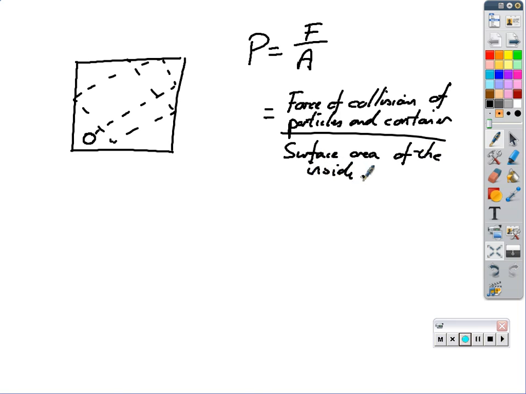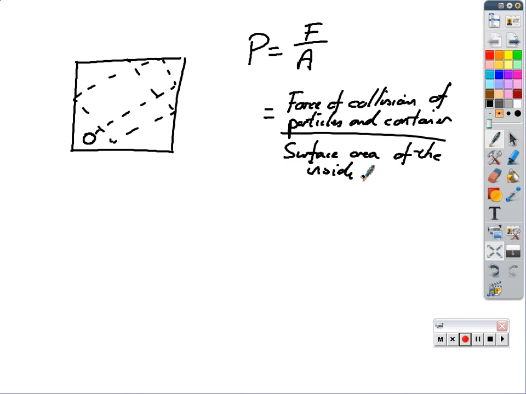So the pressure of the gas depends on the force of the collisions, how many collisions, and the surface area inside. So to increase the pressure, we want to make the particles hit the inside of the container more often. You do that by increasing their speed or reducing the size of the container. So to increase their speed, you can give them energy. To make them hit the container more often, we decrease the volume.